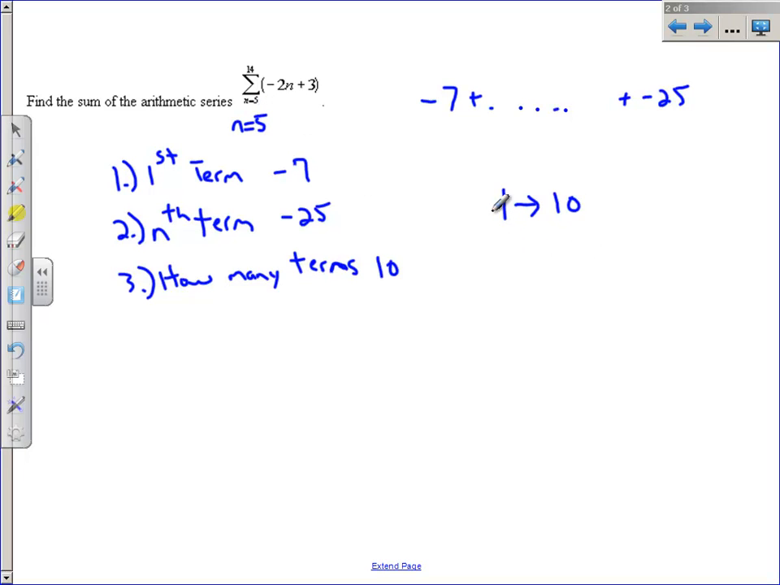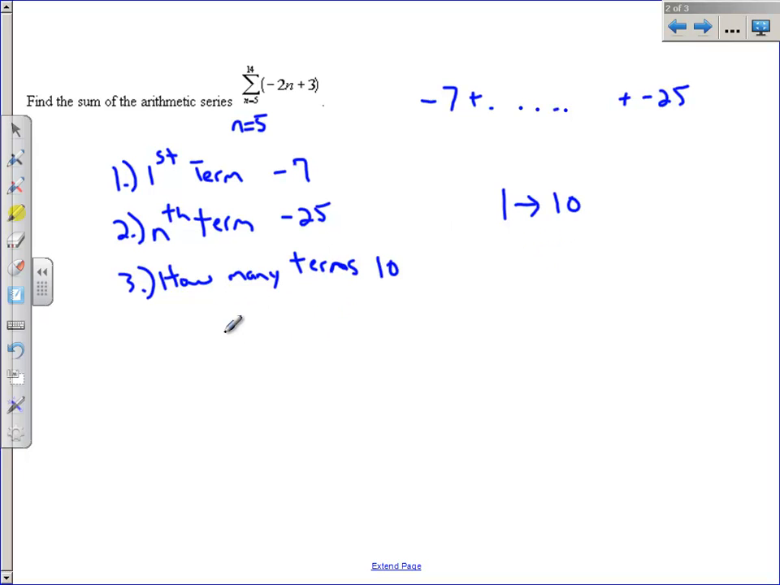From 1 to 10, that's 10 numbers. From 5 to 14, if you want to do this, I guess you can do 14 minus 5, but then you better add 1 to that. 10 minus 1 is 9, plus 1 is 10. So don't think I can just subtract those 2 to figure out how many terms there's going to be.